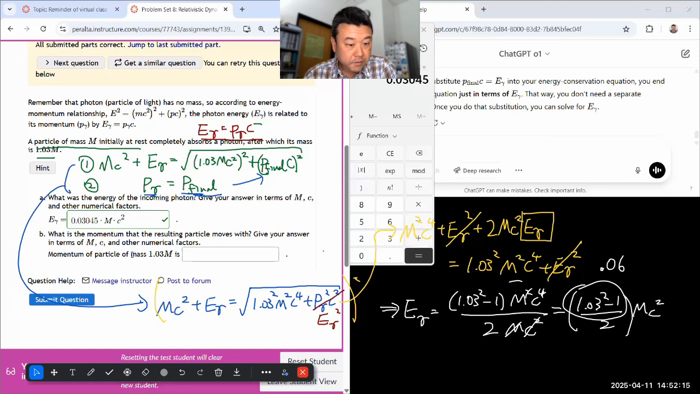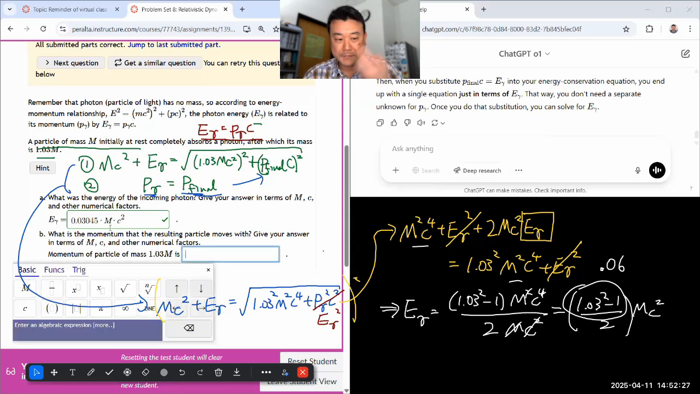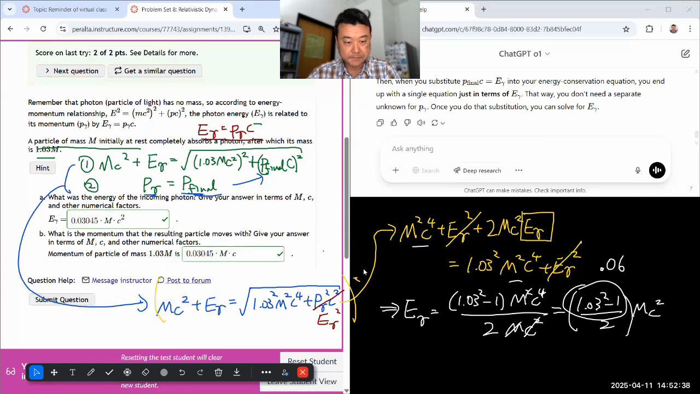Momentum of the resulting particle. So you can use the photon momentum. Do I have photon energy? Yeah, I solved for photon energy. Oh, so actually, it's going to be silly. It's basically the same thing. You just have to have the correct unit, because photon momentum is that divided by c, so that's this.